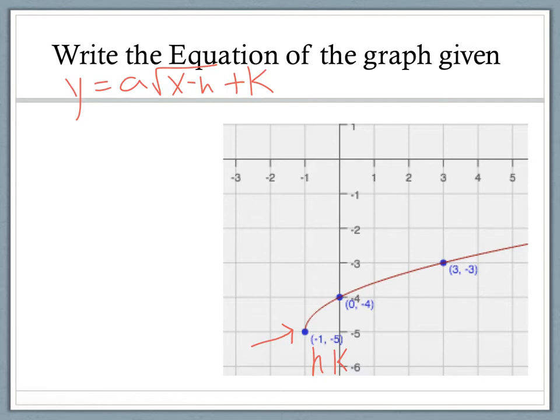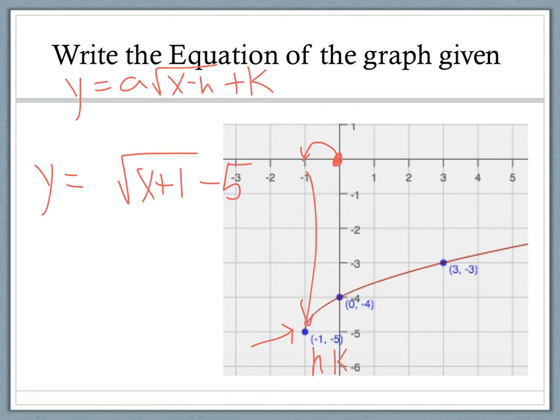So when I go ahead and write this, I'm going to write y equals, leave a little bit of space, put my square root. If you notice, normally we start at 0, 0, and we went to the left 1. So that's going to be x plus 1, which makes sense. If it's x minus a -1, that would be x plus 1. And then it's shifted down 5. So I'm going to put -5 for my k value. If you notice, our h was -1. Our k was -5 right here.